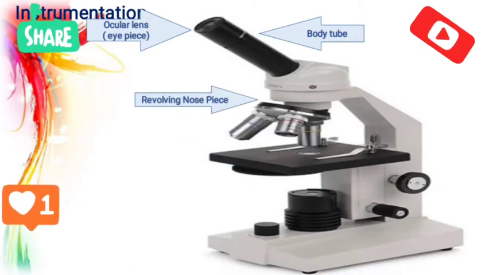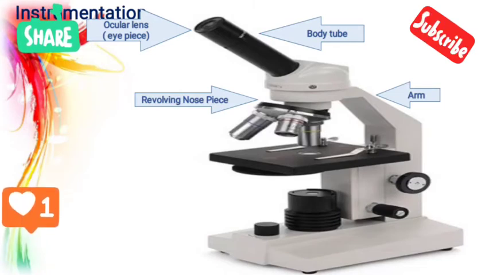Then we have a revolving nose piece where 3 lenses are connected. We have 4x, 10x and 40x. Then we have the arm where the body of the microscope is connected. The base of the microscope is connected from the head of the microscope. Then we have objectives. Objectives are nothing but the lenses.